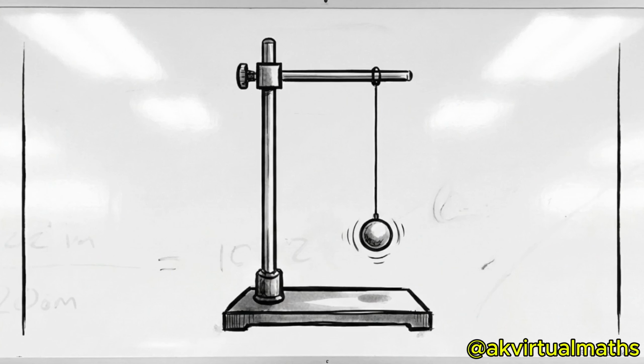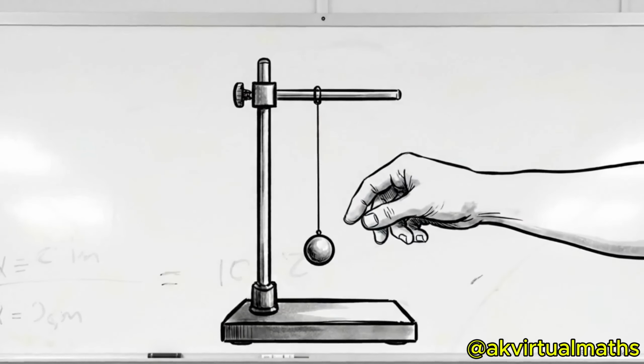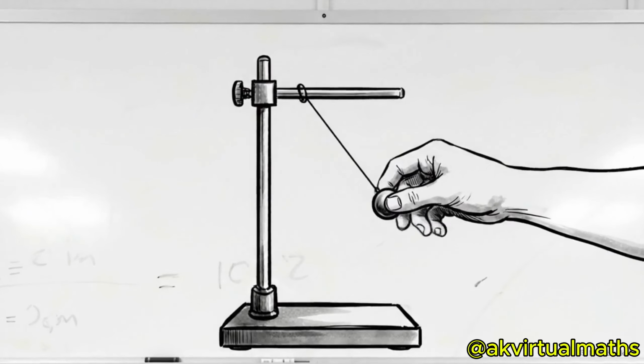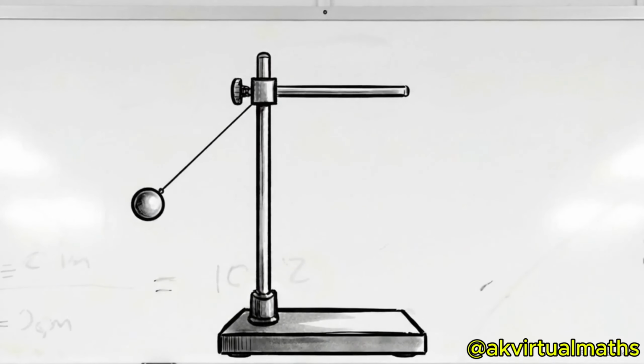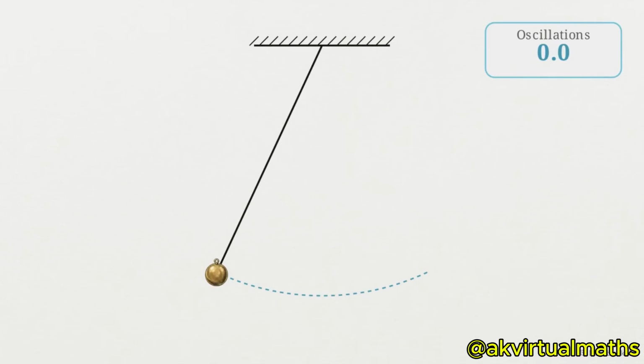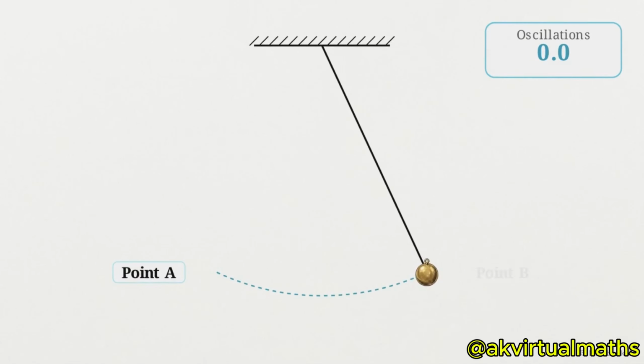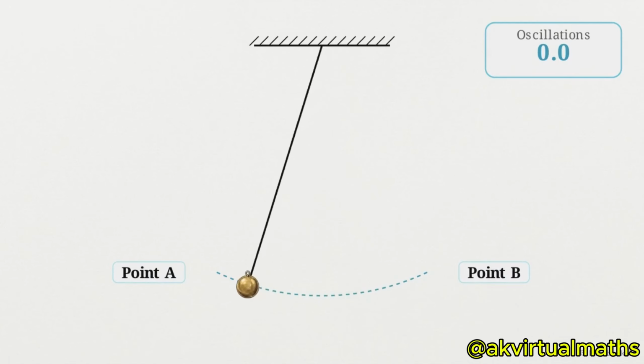We measure the time period of a simple pendulum. We pull the bob back to a narrow angle, ensuring the string remains taut before a gentle release. A complete oscillation describes the entire round trip, starting at point A, swinging through the arc to point B, and returning exactly to its starting position.